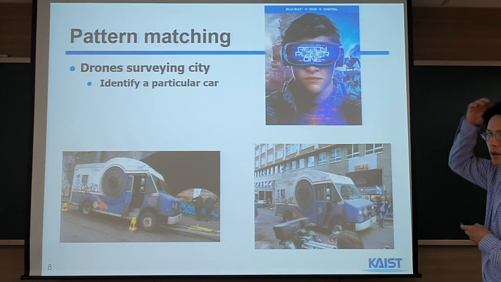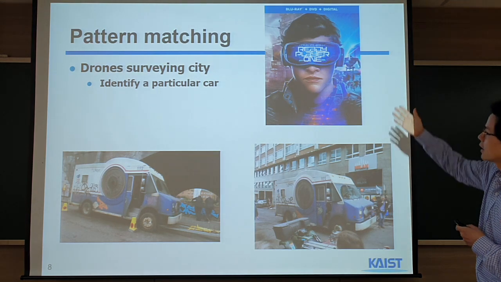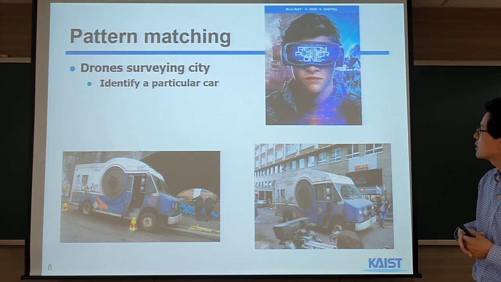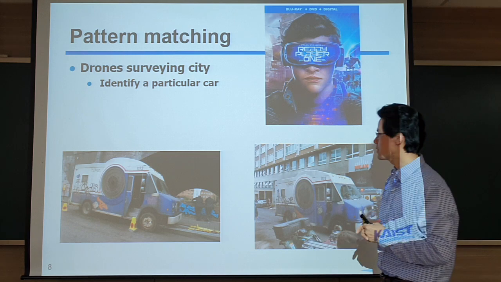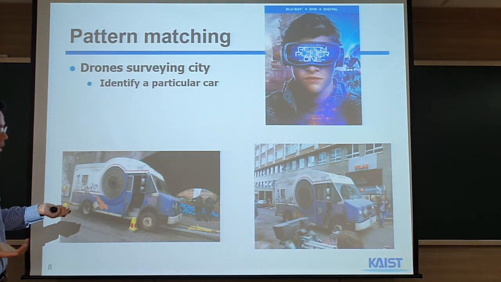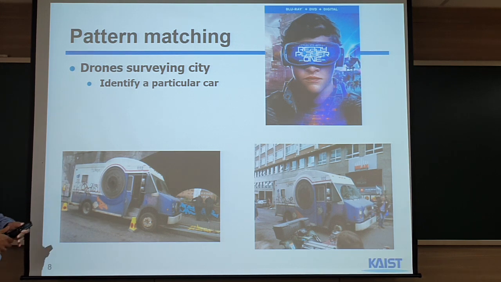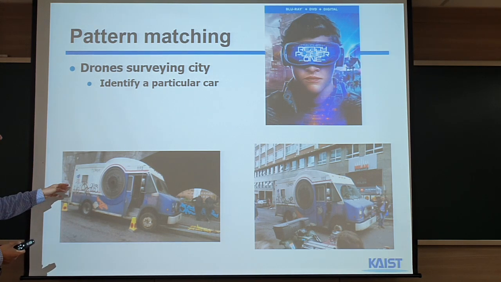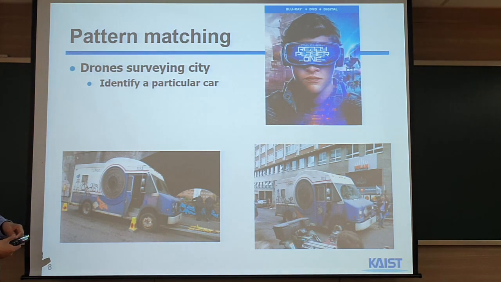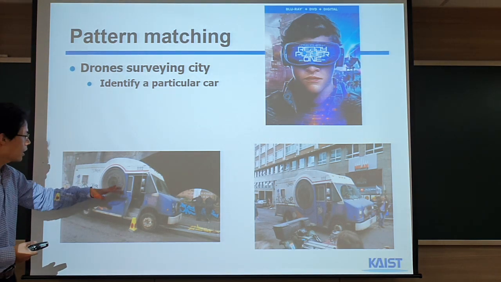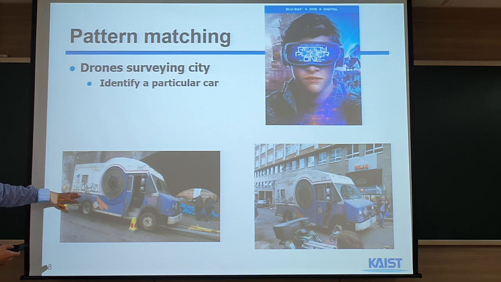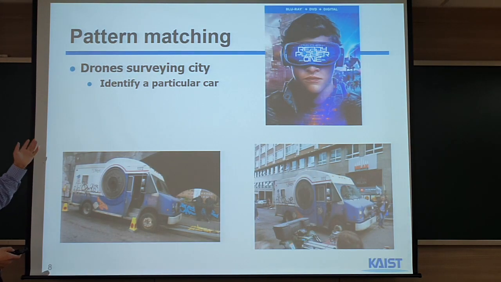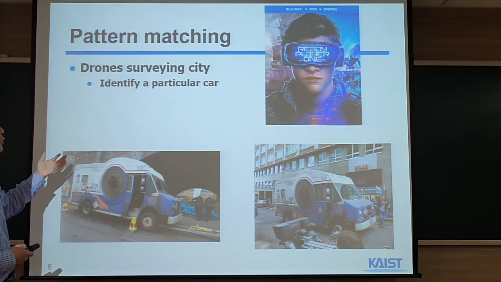For example, a few years ago I saw a movie, and in one scene they wanted to identify a particular car. But there could be many cars with this same shape, right? They look at the particular pattern here, and do the matching across different CCTV images, and then they can keep track of this particular car with the pattern by performing this kind of spatial, pattern matching. Basically we can use the RANSAC technique here.